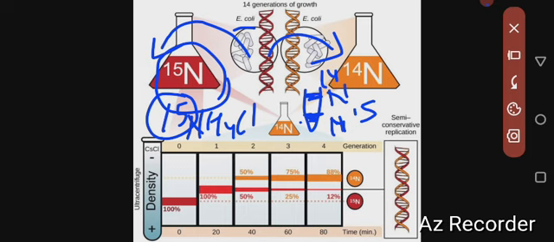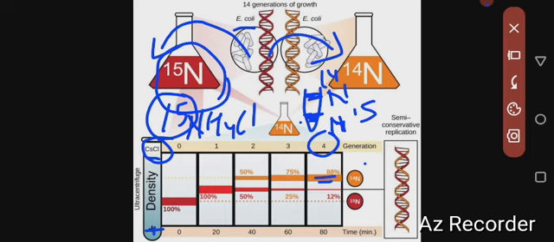Here you can see they used a cesium chloride, CsCl, density gradient. Here you can see the minus and plus ends. All the heavy bands will come here, right? And as you go up to the fourth generation, you are getting more of the lighter bands, that is N14.